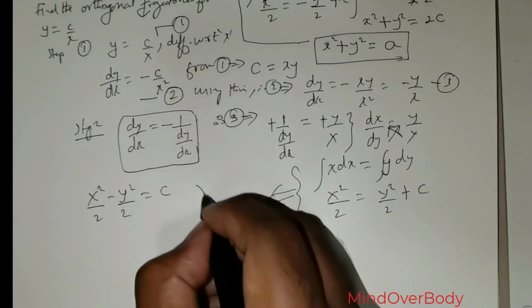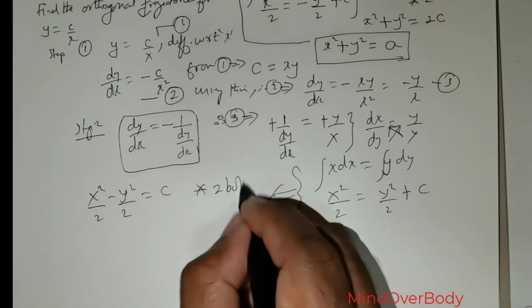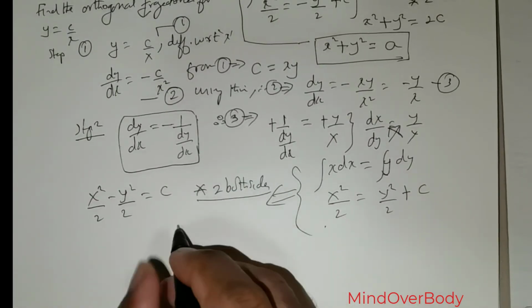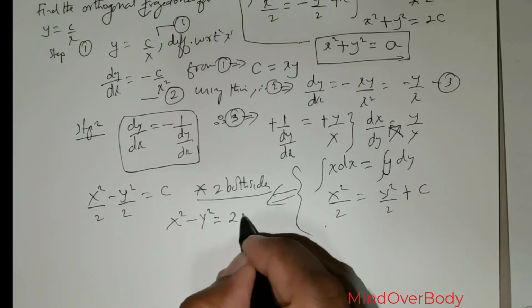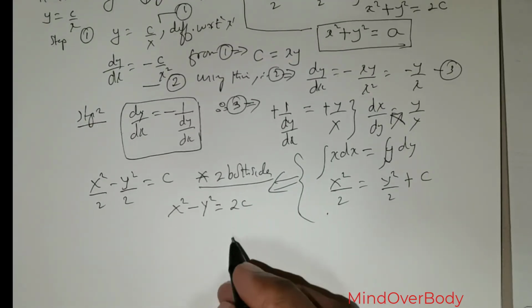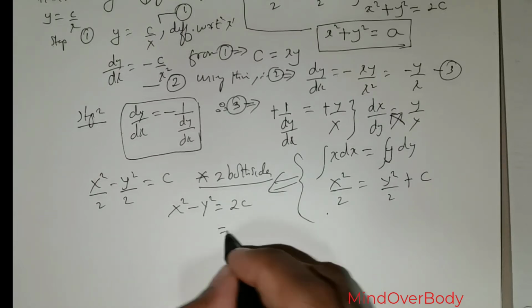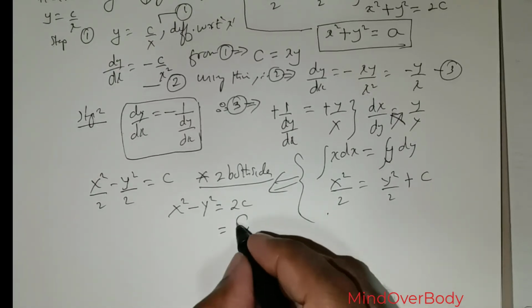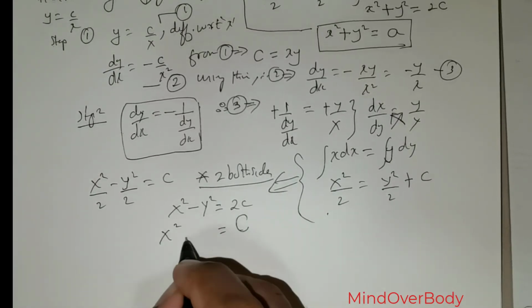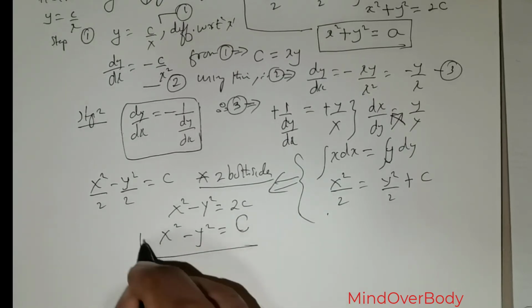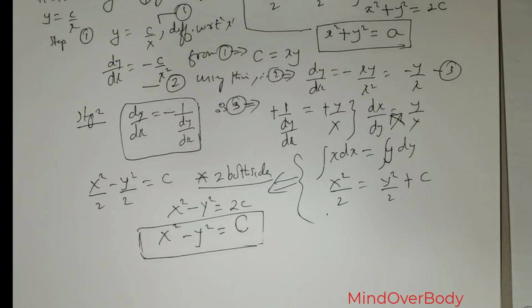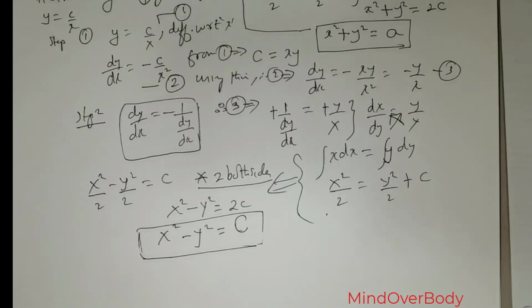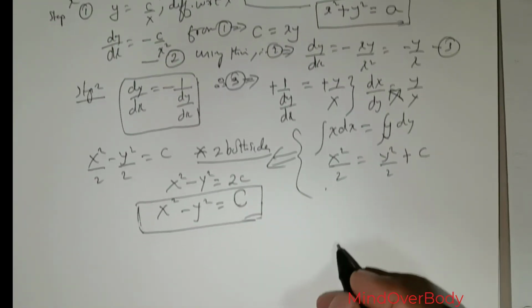So now I'm going to multiply by 2 both sides. So if I do this, this is going to give me x squared minus y squared is equal to 2 times c. Now I can replace this 2 times c as some capital arbitrary constant C. So on the left hand side I get x squared minus y squared. What is this? This is actually a hyperbola, right? We have studied this.